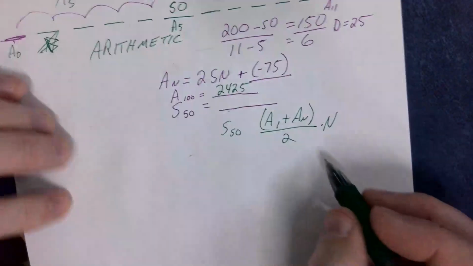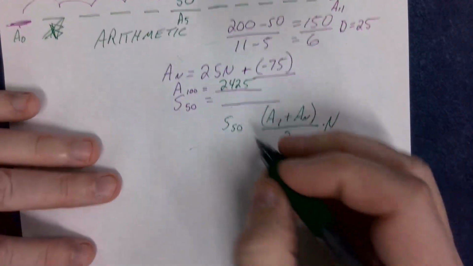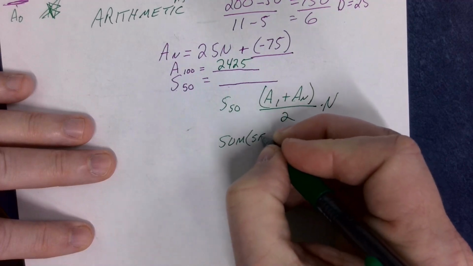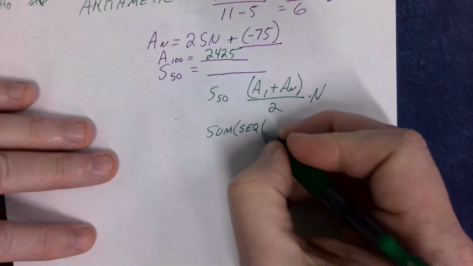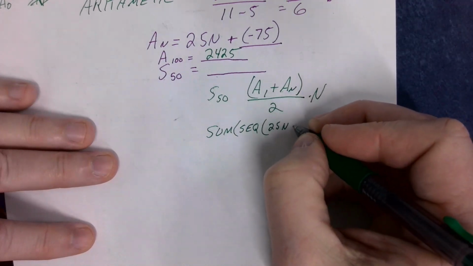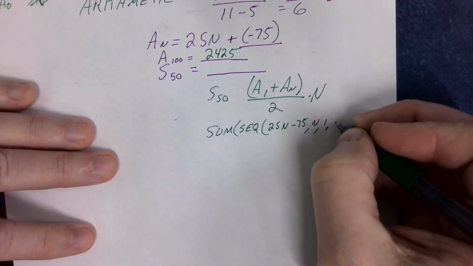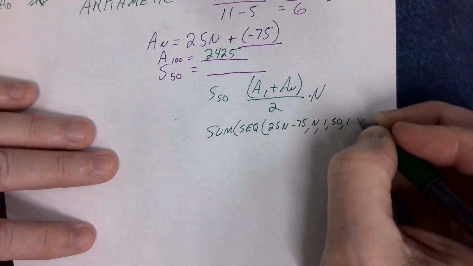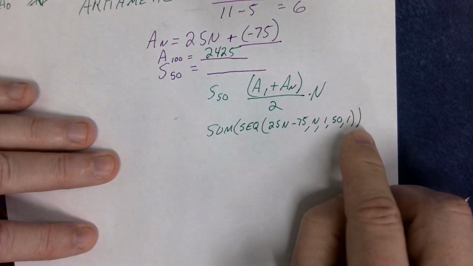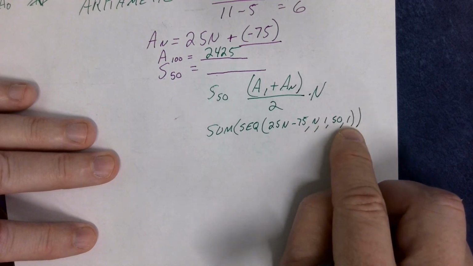And then I'd have to know the 50th term, and I could plug in 1 and I could plug in 50 to get those. Or I can do the sum sequence expression: 25n minus 75 comma n comma 1 comma 50 comma 1. I can do that on my calculator. Again, expression, variable, starting point, ending point, and how much you're going up by.